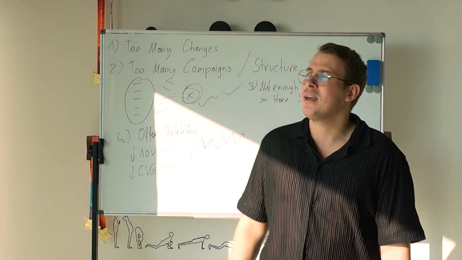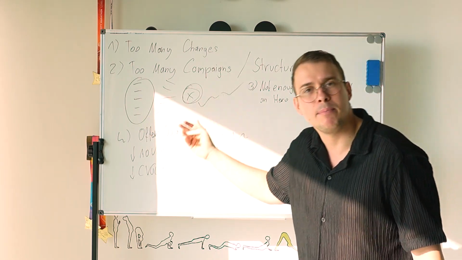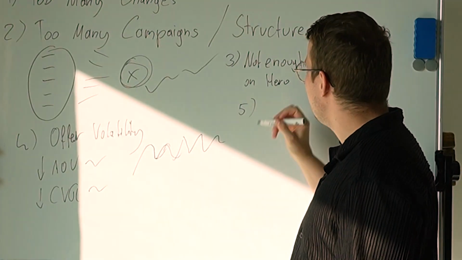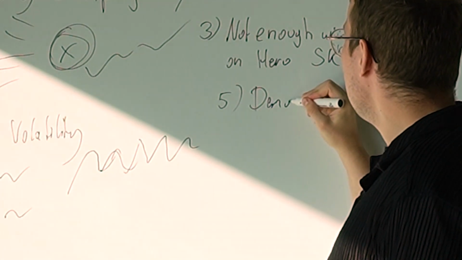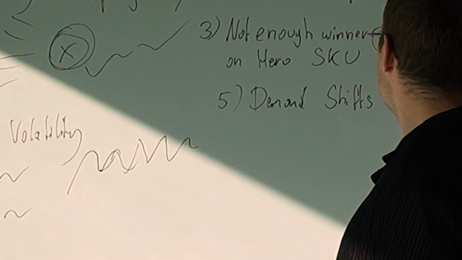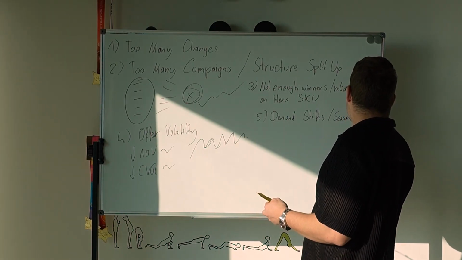All right, mistake number 5 or reason number 5 why your ads can be inconsistent, and we quickly touched base on that already, but it's basically demand shifts or seasonality for certain niches, depends. For example, seasonality.